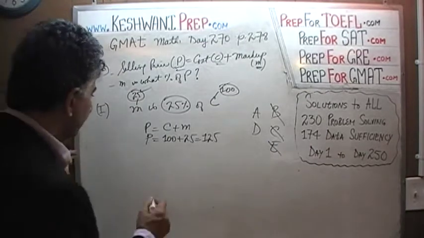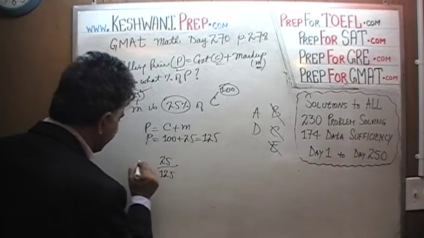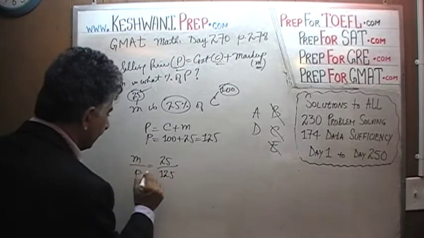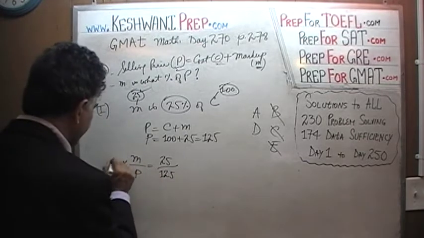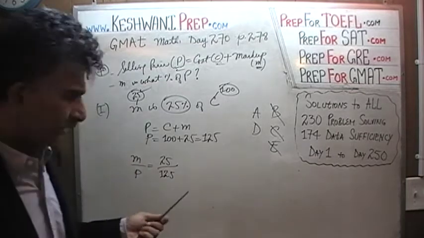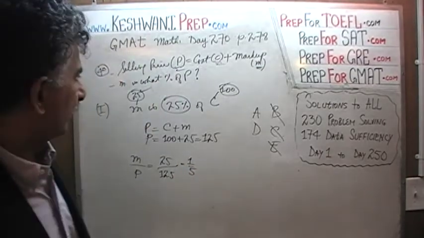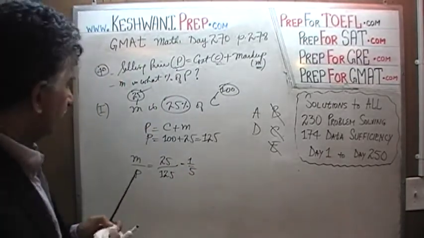And the matter of fact is very simple. It's 25 over 125, which is the markup over the price as a percentage. It's 1/5, which is 20%. Anyway, the first statement is enough. Let's look at the second statement.